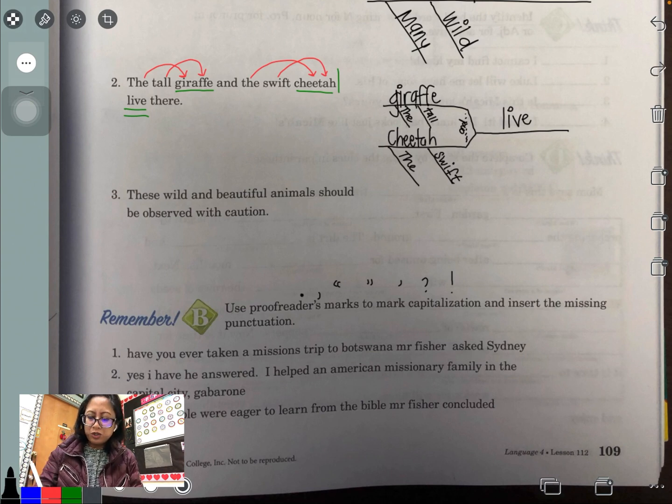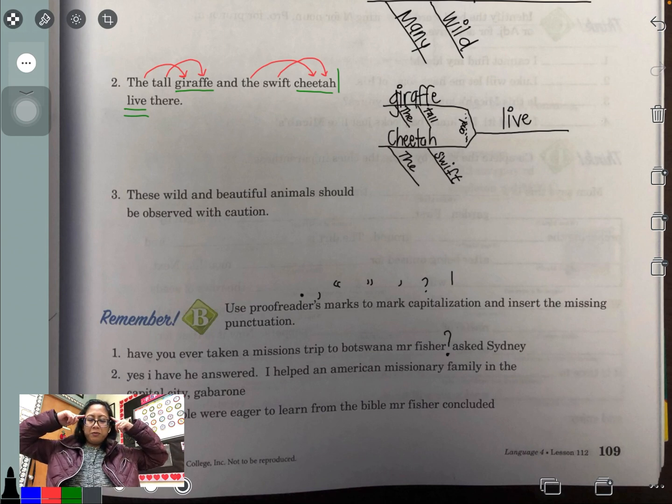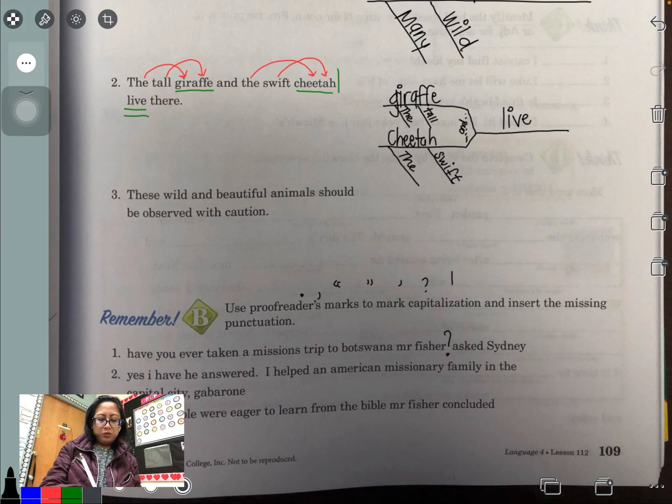So I'm trying to imagine what she's saying in her speech bubble. What is Sydney saying? Well, Sydney is saying, have you ever taken a mission trip to Botswana, Mr. Fisher? She's asking a question. So I'm going to put a question mark here because she's not saying, ask Sydney? That doesn't make sense. So, right here. And then, since I'm trying to picture what she's saying in her speech bubble, here's what we'll do. That's what she's saying. All right.